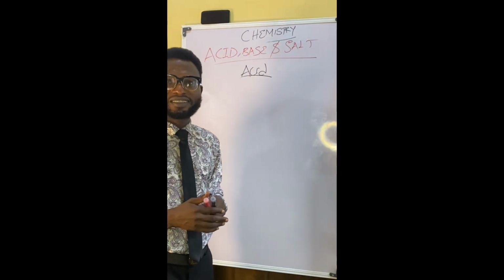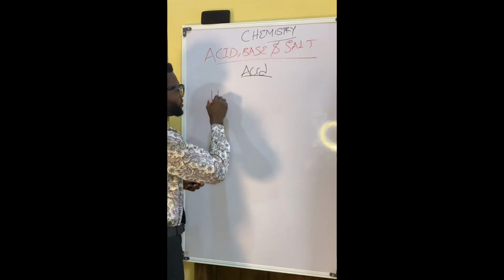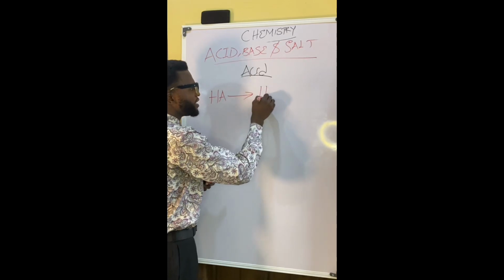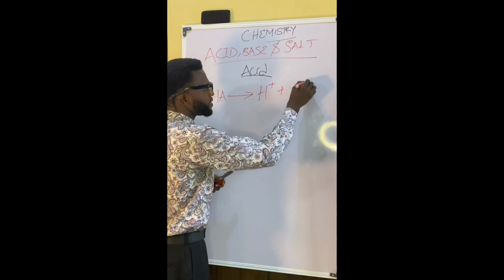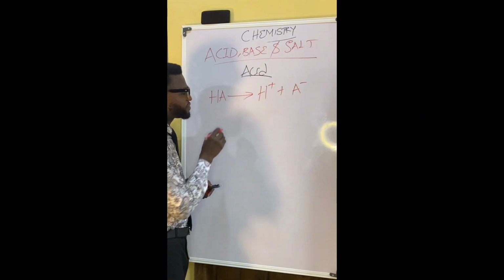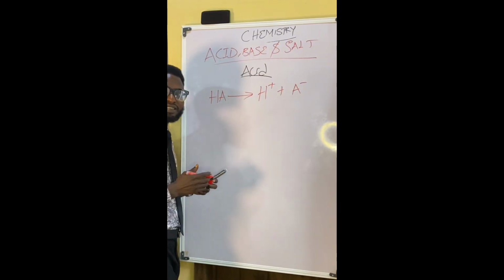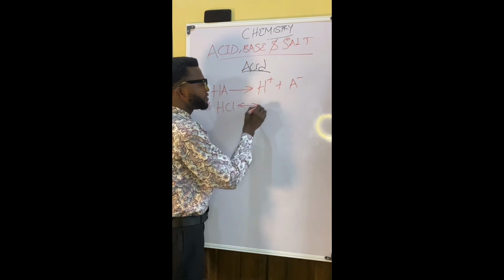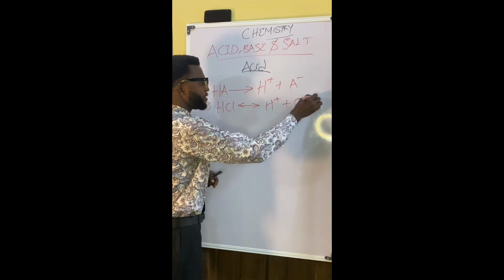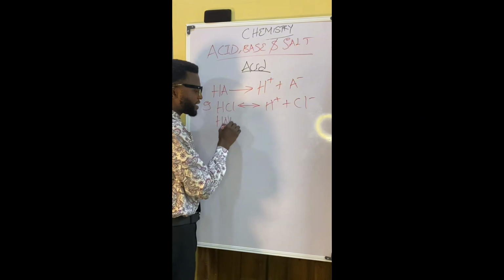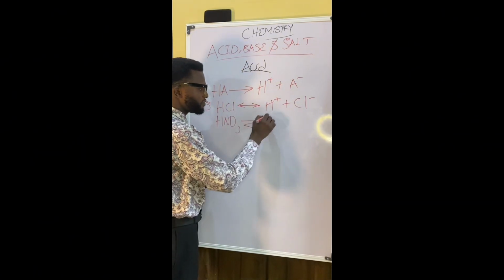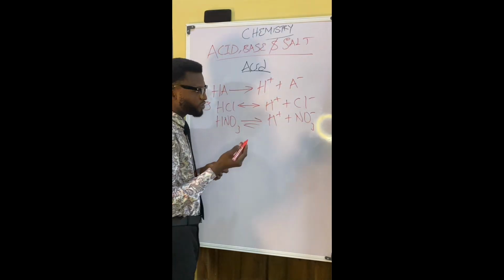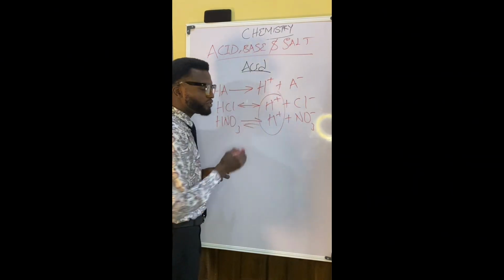What is an acid? An acid is a substance, according to Arrhenius, which dissolves in water to produce hydrogen ion as the only positive ion. This H+ ion represents an acid. For example, we have hydrochloric acid giving hydrogen ion and chloride ion. We have trioxonitrate(V) acid giving hydrogen ion and trioxonitrate(V) ion. When you look at these equations, what is common to them all? It is the hydrogen ion.